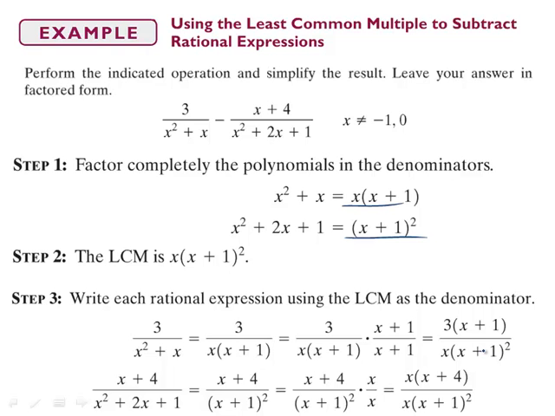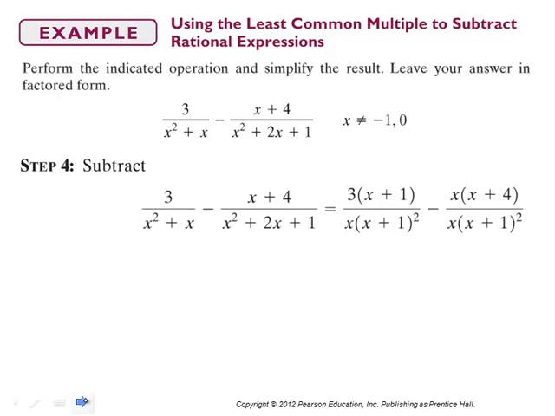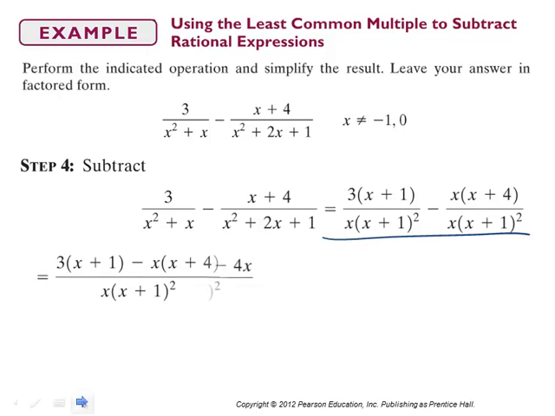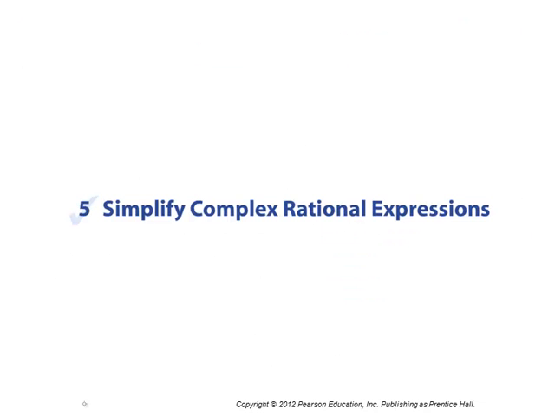And multiply that second fraction by x over x for the same reason. And now you can go ahead and add those two fractions with that common denominator, multiply those numerators, and add, or actually subtract them in this case, and simplify.